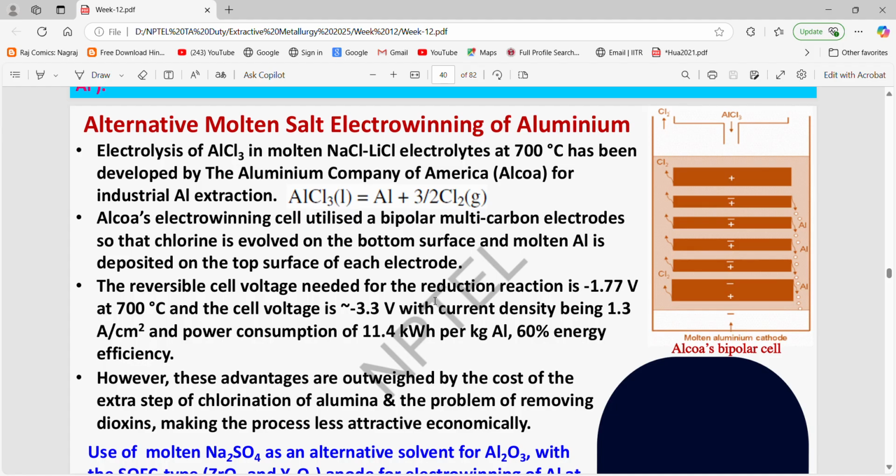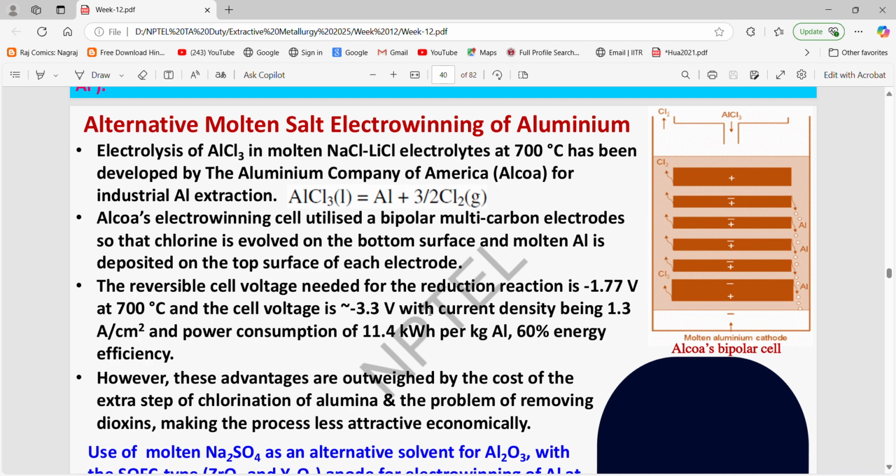In the Hall Herold's process, we were using Al2O3 as a feed material, while in the ALCOA process, we are using AlCl3 as a feed material for the electrolysis of the aluminium. Alcoa's electrowinning cell utilized a bipolar multi-carbon electrode so that chlorine is evolved on the bottom surface and molten Al is deposited on the top surface of each electrode.